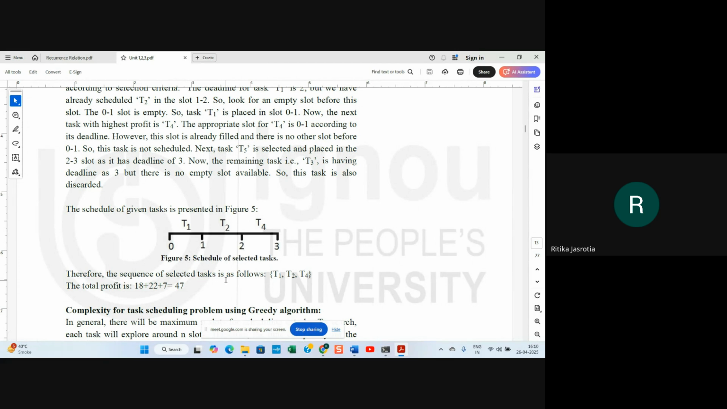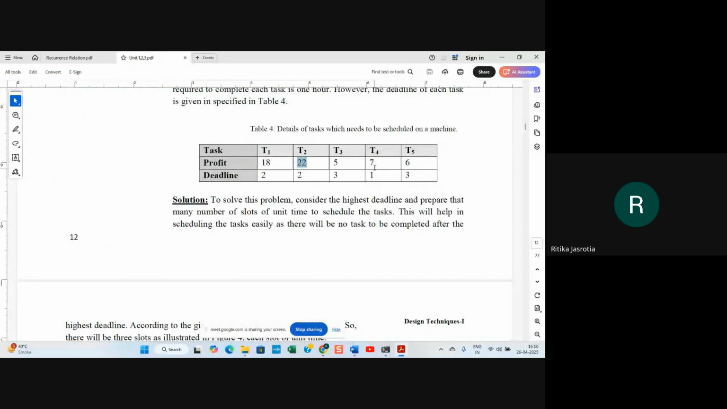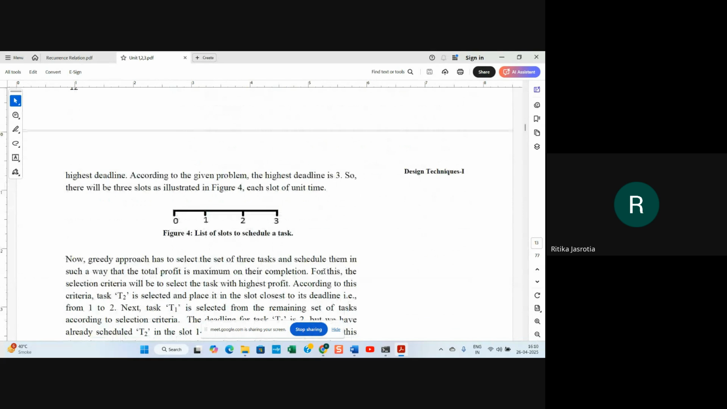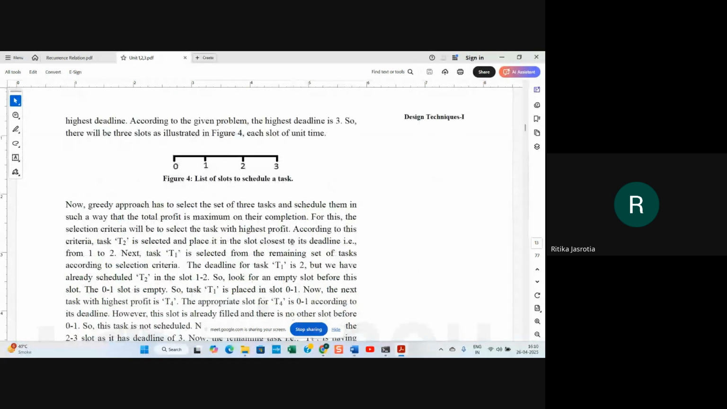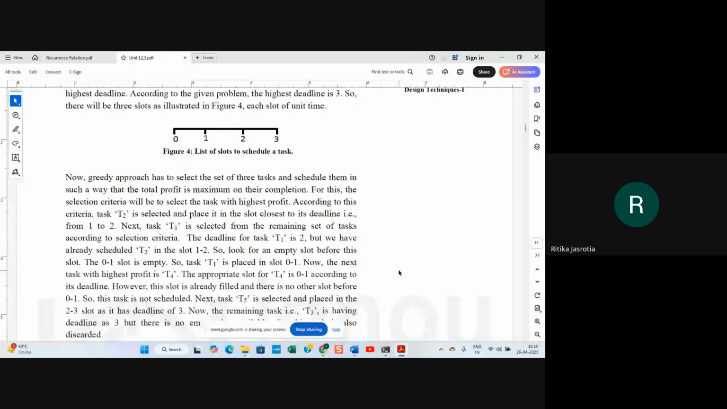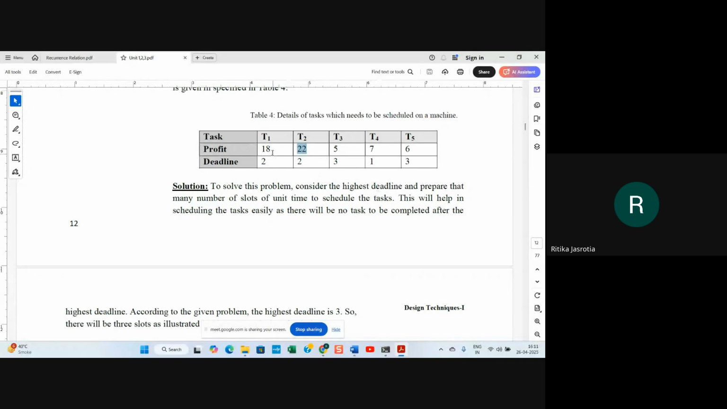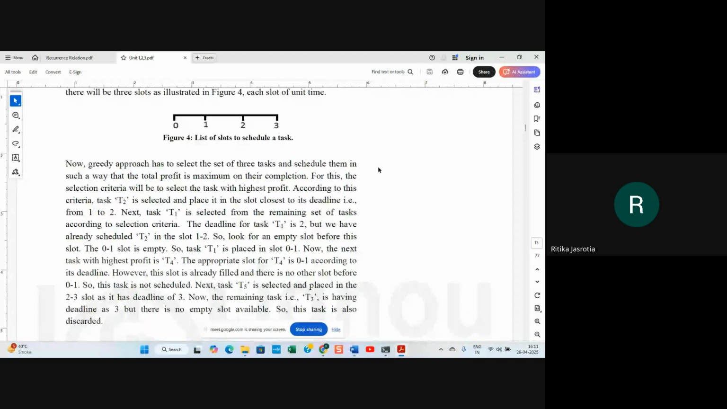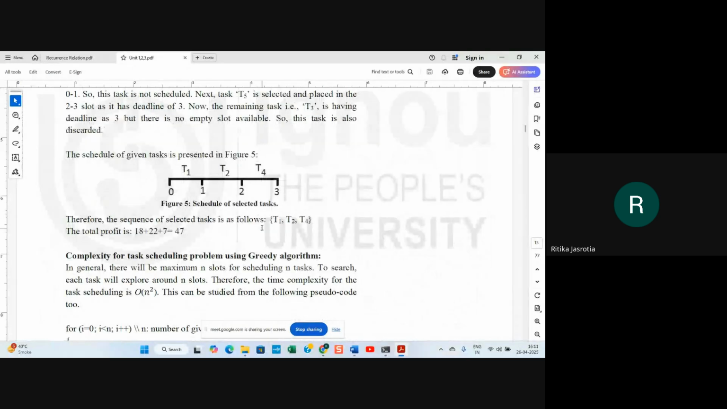Therefore, the sequence of selected tasks is as follows: T1, T2, 18 plus 22 plus 7, T4. In 1. So it will be 2 to 3, we will put T4 because the deadline is 1 here. So we will select T1 in 0 to 1 and T2 in 0 to 2 and T4 in 2 to 3. This way they have been selected. Total is 18 plus 22 plus 7, 47 total profit.